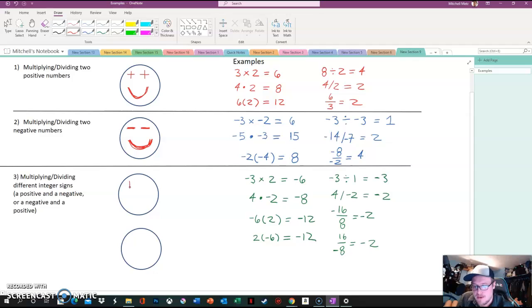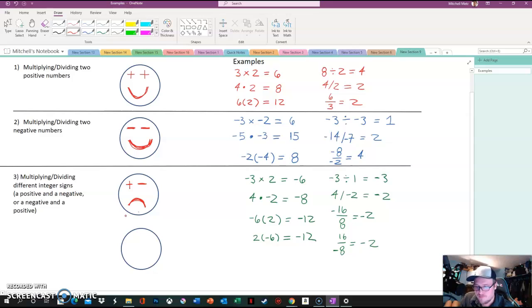If something good happens to somebody bad, that's bad, because we don't want that. So it's not a happy smiley face, it's a sad smiley face. That means the answer will be negative. If you look at all these problems, the answers are all negative because they each have a positive and a negative being either multiplied or divided.